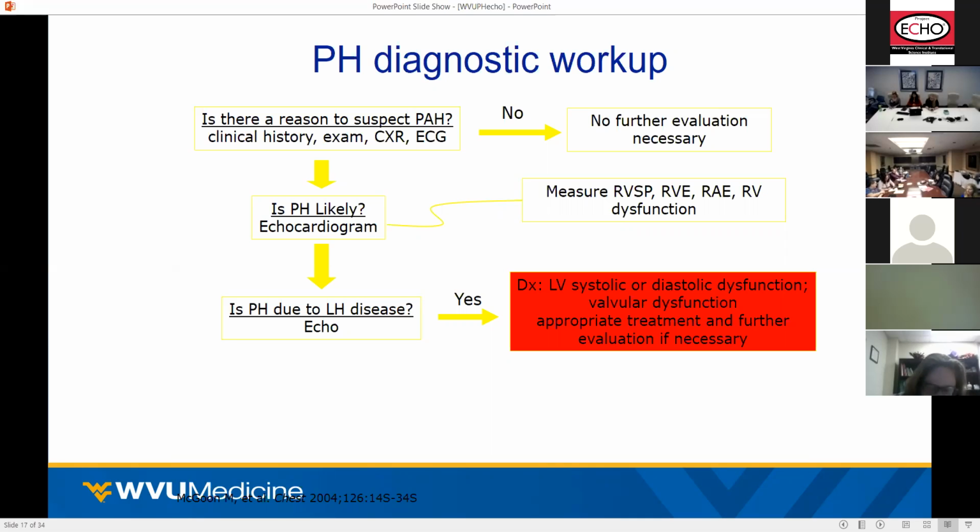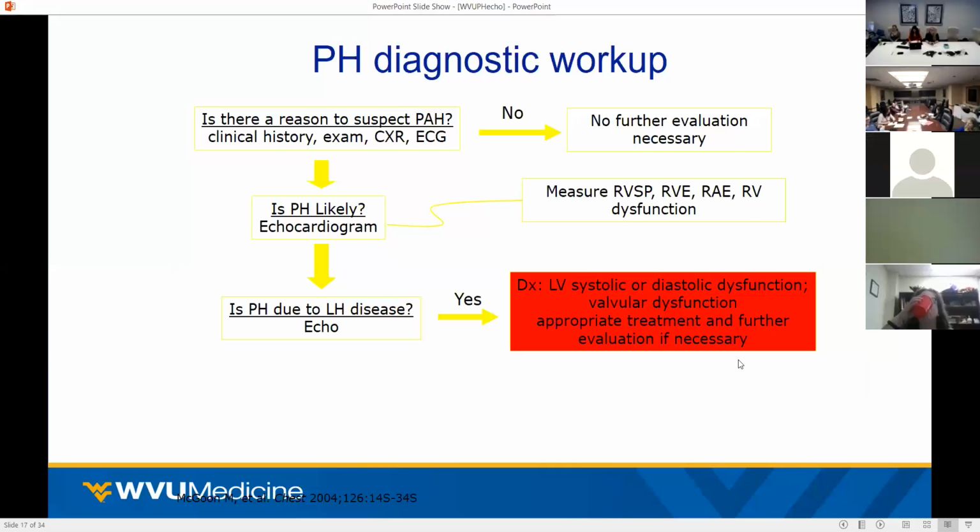When we do that, we try to decide: is the pulmonary hypertension due to left-sided heart disease? That's where the echo is very helpful. If it is, then we treat the underlying disorder. Do they have LV systolic dysfunction? We give them meds, Entresto or Coreg, beta blockers, and so forth. Or do they have HFpEF, where they need some Lasix to help with that? Next.